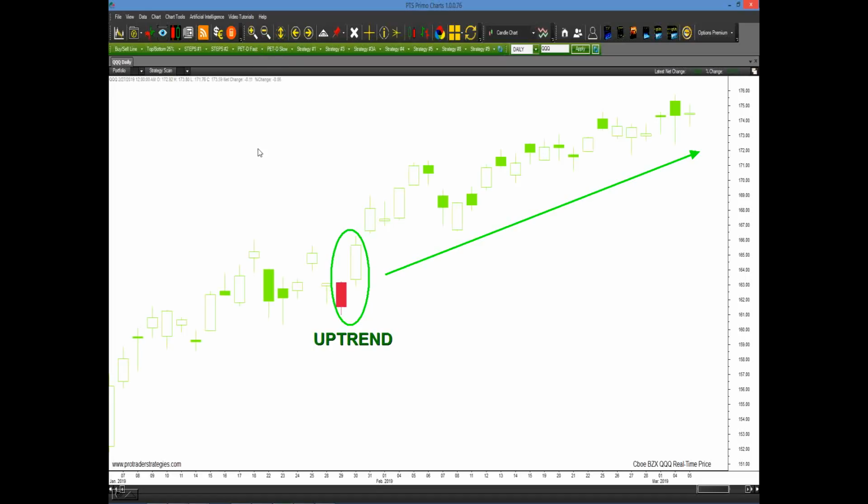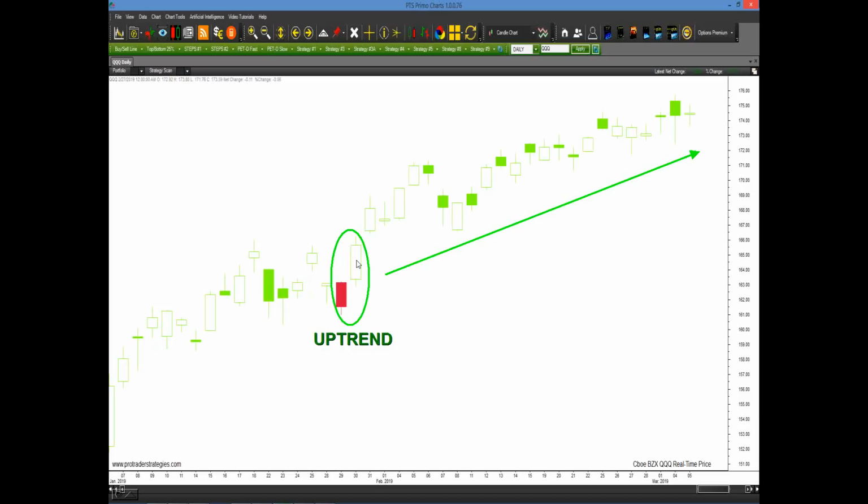So here is the technique. It's so simple. You want to see a series of green bars followed by one red bar only, and then immediately followed by one green bar. So you have a series of green, one red, and then back to one green.